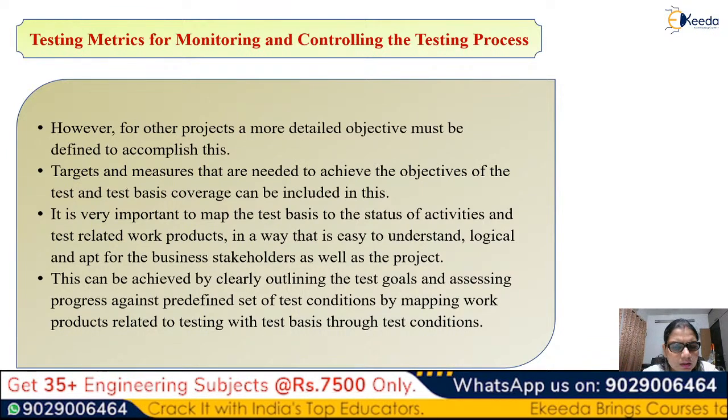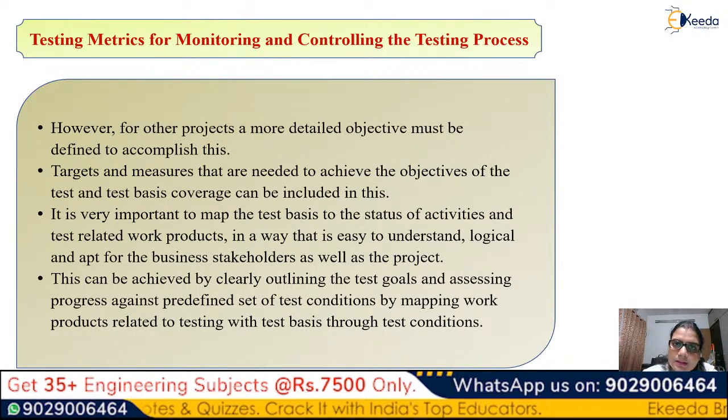But after the test plan, the detailed test objectives must be defined to accomplish this. Targets and measures are needed to achieve the objectives of test and test basis coverage. So we need test monitoring. It itself is a different thing. So it's important to map the test basis to the status of activities. That means for each and every activity, like my unit test, my integration, my system test, I have to understand. I need to go according to the plan, map the test basis and relate the work products. So it is easy to understand, logical, and apt for the business stakeholders as well as for the project. So this is about the people, about understanding how these things work.